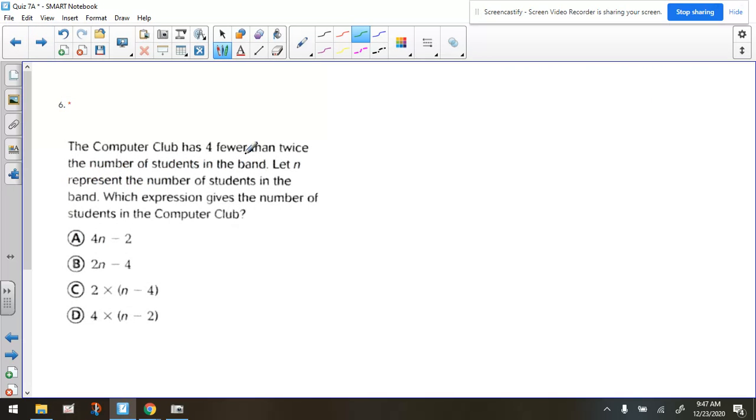All right, for number 6, we have another one of those flip-flop words that we have to be careful. It says the computer club has 4 fewer than twice the number of students in band. We're using the variable n to represent the number of students in the band, which expression gives the number of students in computer club? Now remember, 4 fewer, that's one of those things where you're going to be subtracting 4 from something. So figure out what the something is.